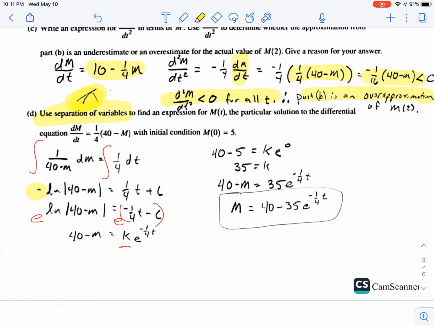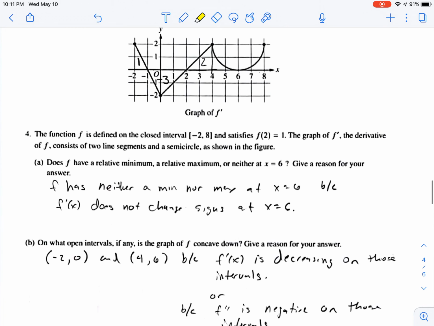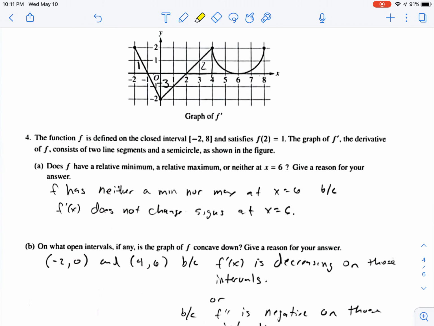Plug in to this equation, and we end up getting that the k value equals 35, and ultimately this would be your solution. There are many other solutions that are also valid, but I believe this is probably the cleanest. All right, on to question 4. Question 4 is your f prime graph analysis question.